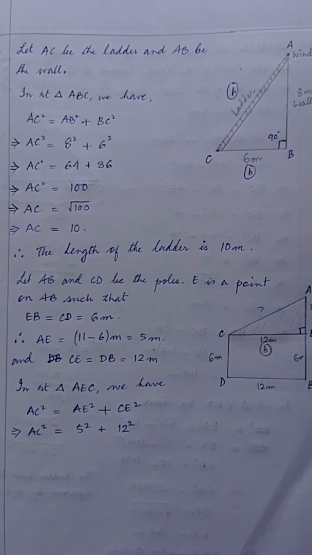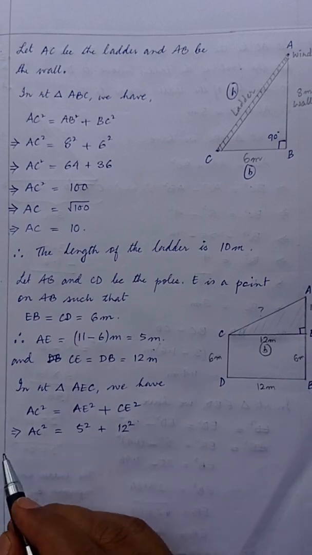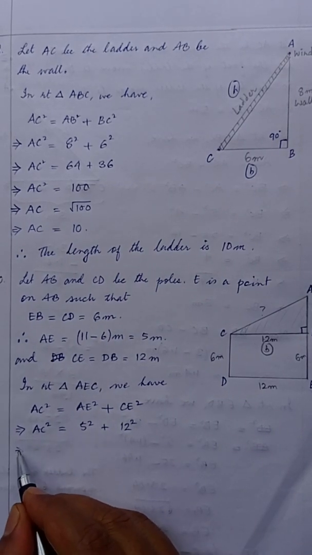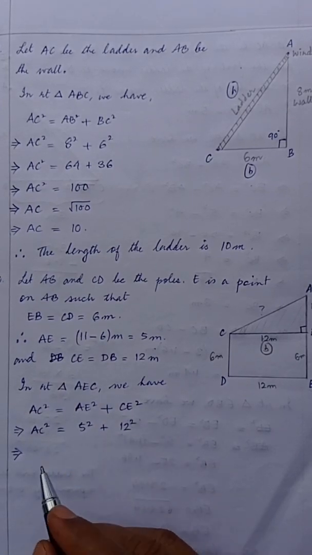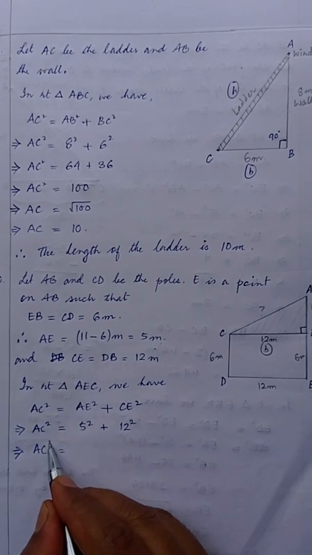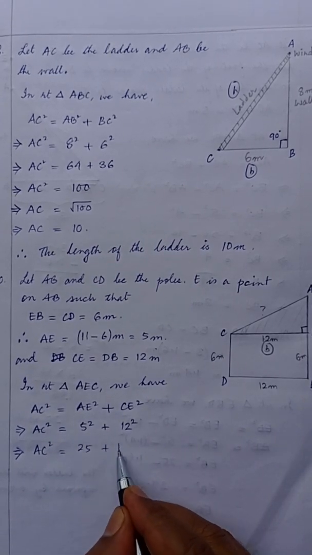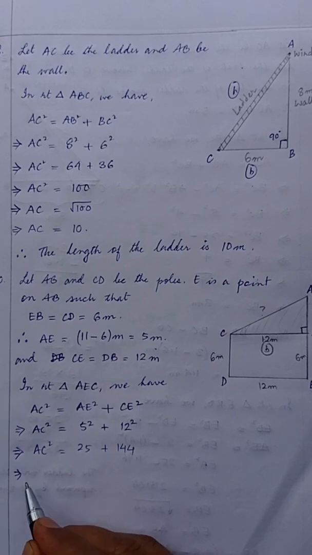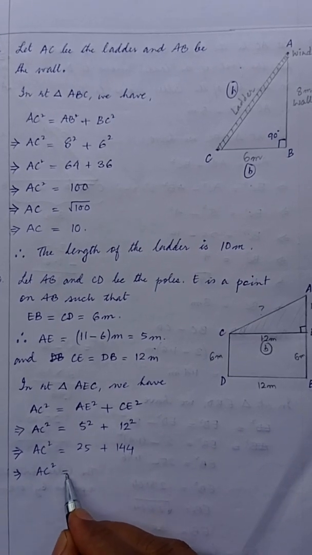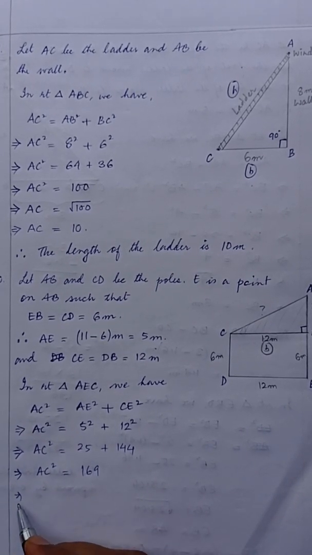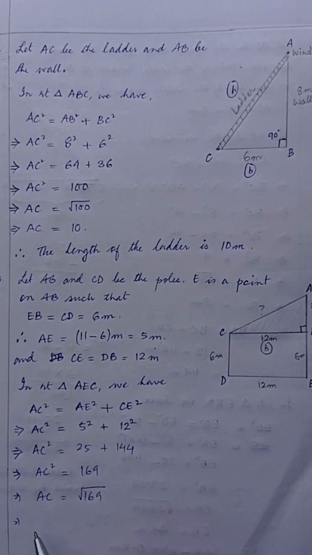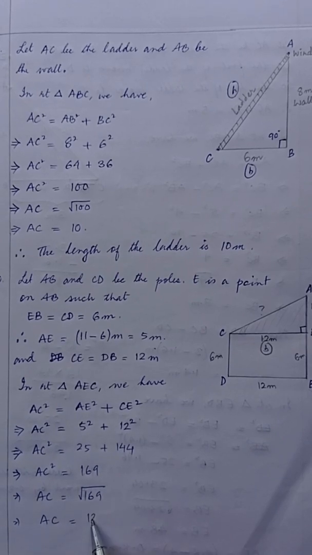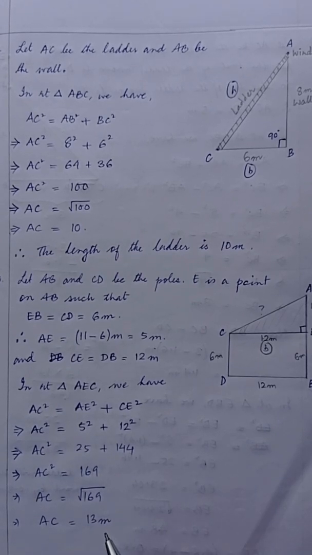And then I had not finished solving this one because I had given this as your work. So we'll put the value: AC square equals AE is 5, CE is 12. So AC square would be equal to 25 plus 144, and then AC square is equal to 169. If I take the root of this, AC should be equal to root 169. AC is 13 meter.